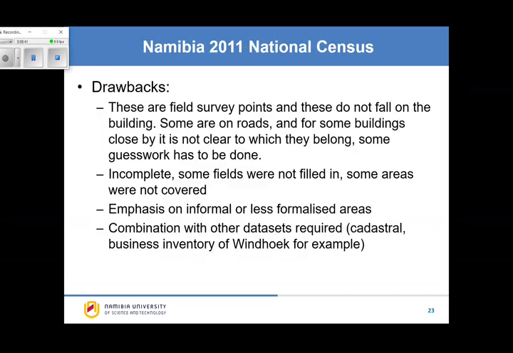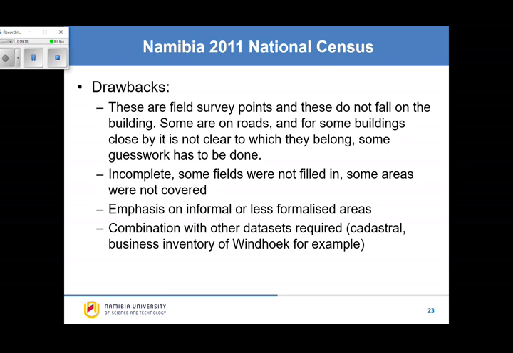Problems, limitations of the dwelling unit. These are field survey points, and sometimes they do not fall on the building. Sometimes they collect a GPS point and it's not falling exactly on the building, but a few meters away, on the road, or on some buildings close by. So there are some inaccuracies here, because it's not always easy to go with a GPS inside someone's house and collect the point there. It should be collected a bit far away, for example, from a car, which is close to the household itself.